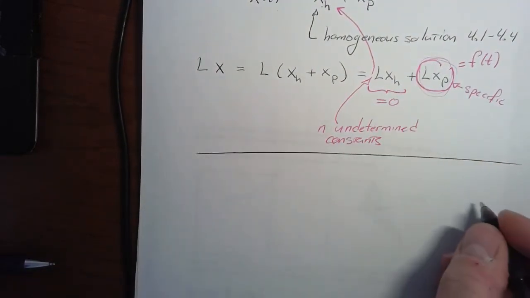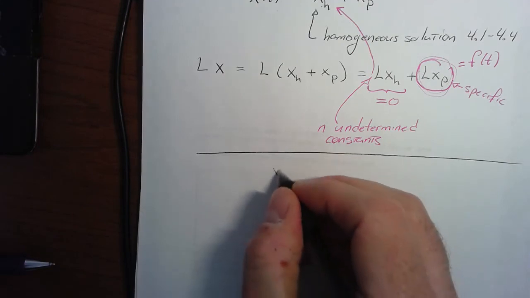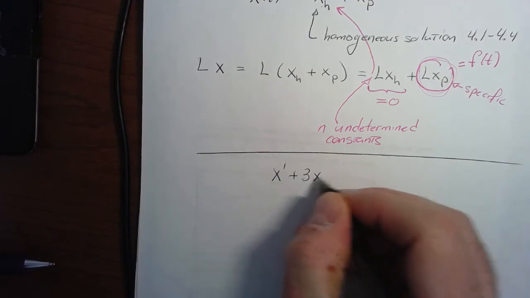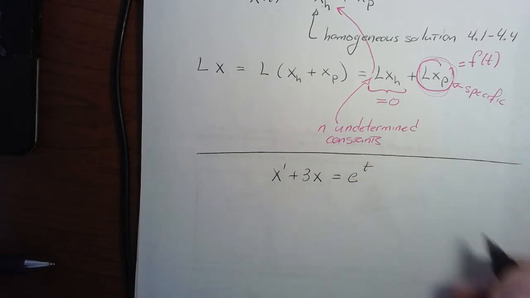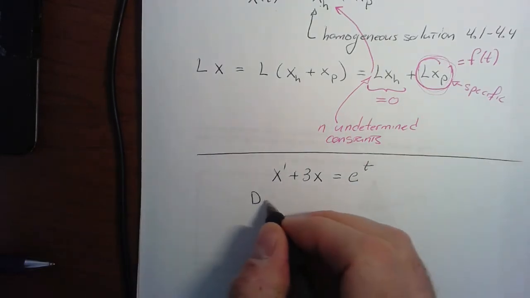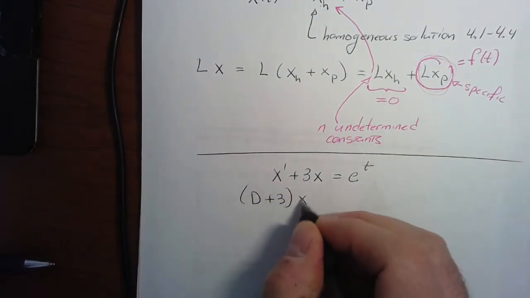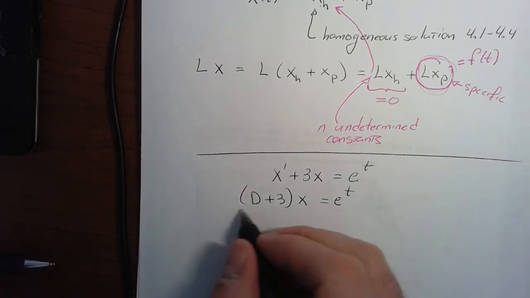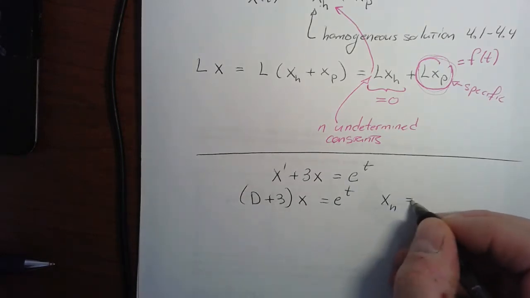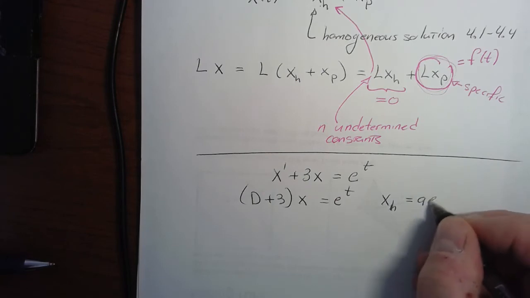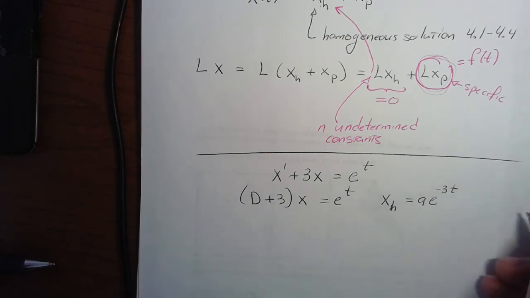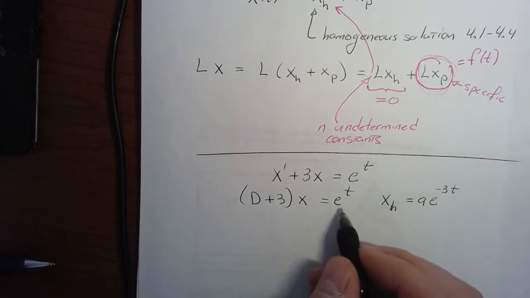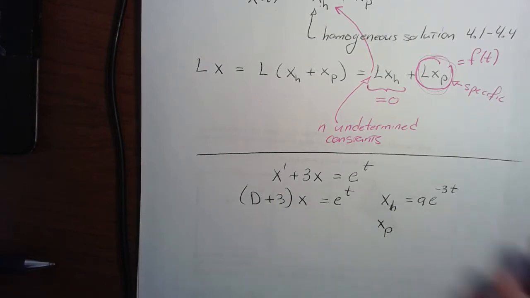Here's the idea. We'll start with the first order equation. If I have something like this, well, that's D plus 3 on x equals e to the t, right? Now, I know that the homogeneous solution is a e to the minus 3t. How do I get something for the particular solution? Well, here's the idea.